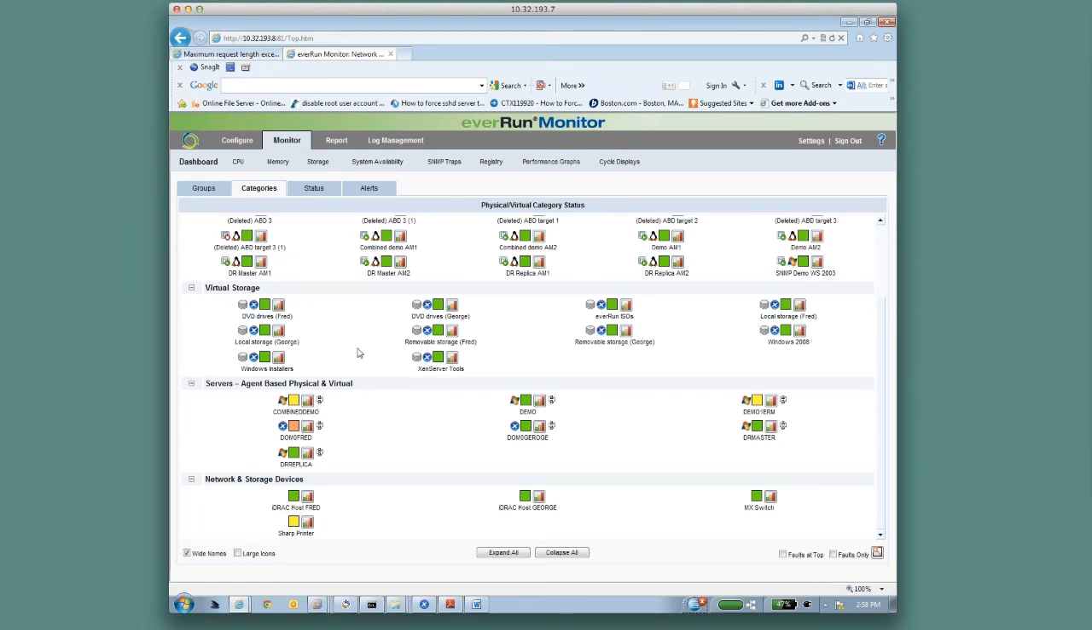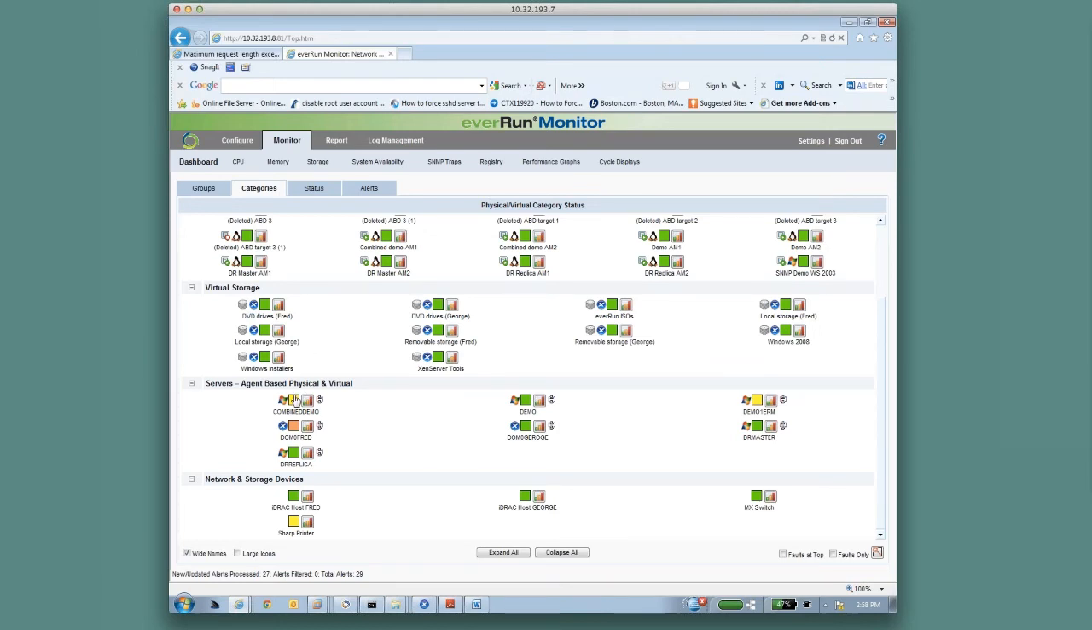Now I move down into my servers, my agent-based physical and virtual servers. Now in an MX environment, this is really where we're going to deploy an agent to the TOS. So we're going to deploy an agent to the actual presented virtual machine.